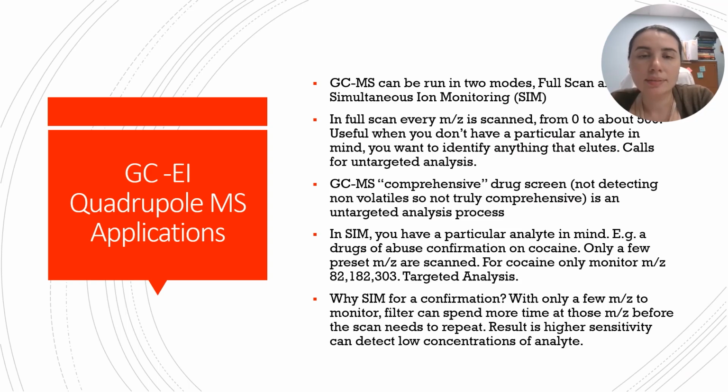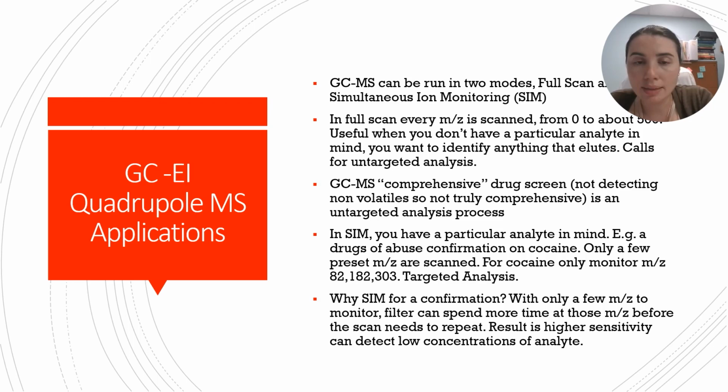In full scan, every mass per charge ratio is scanned from 0 to about 500. This is a useful mode when you don't have a particular analyte in mind and you want to identify anything that elutes in your sample. This type of acquisition mode calls for untargeted analysis. So you can use this for a "comprehensive" drug screen, and I'm putting comprehensive in quotation marks because we are talking about a GCMS, and so you're not detecting any non-volatiles. So it's not truly comprehensive.